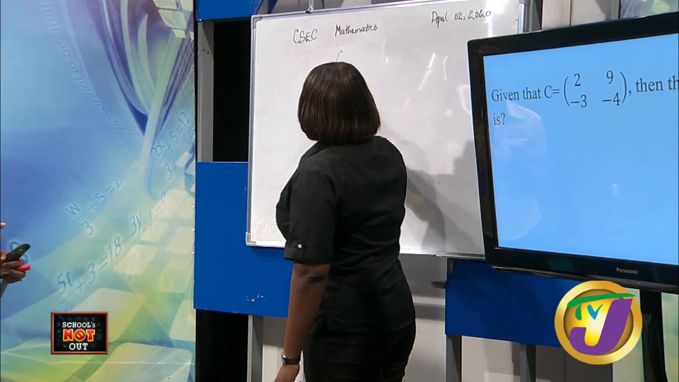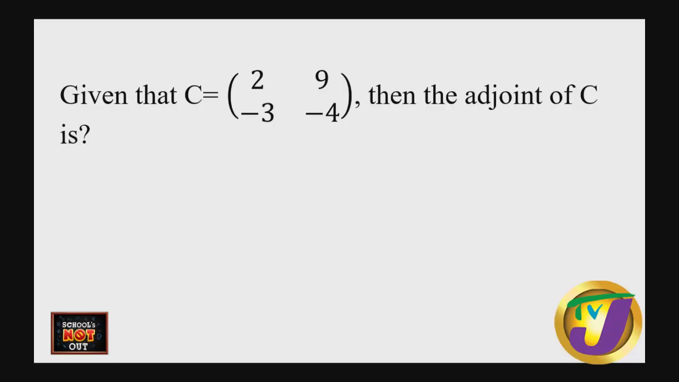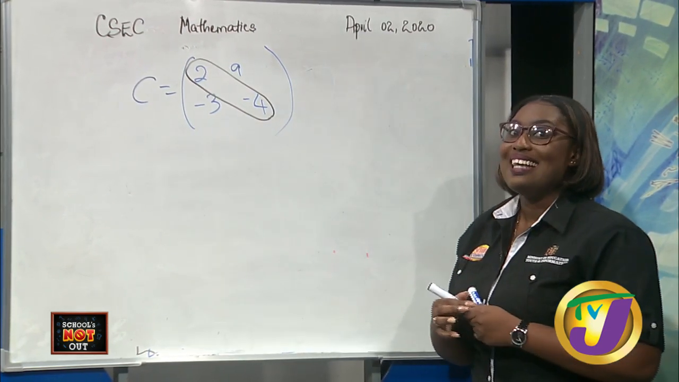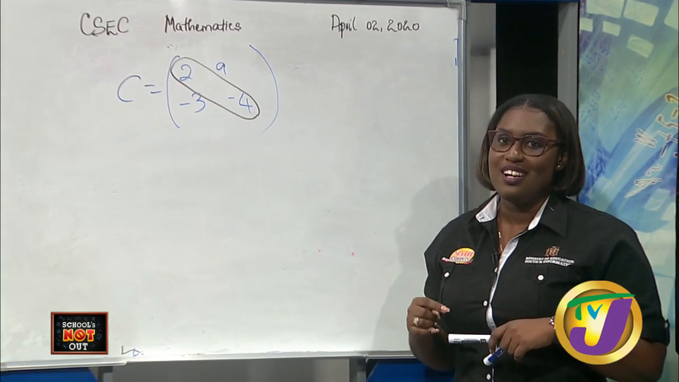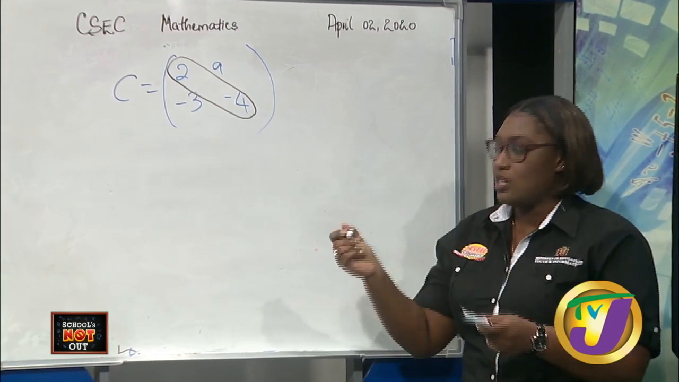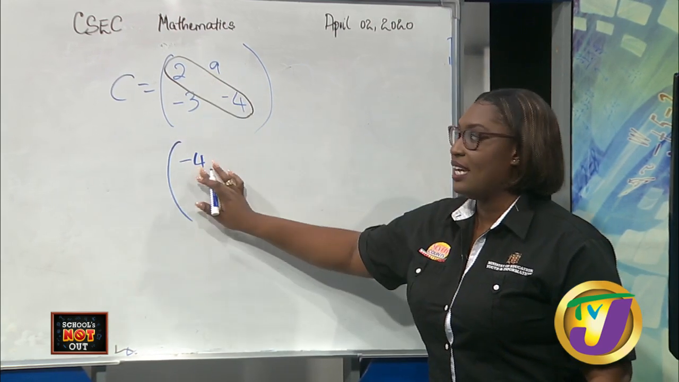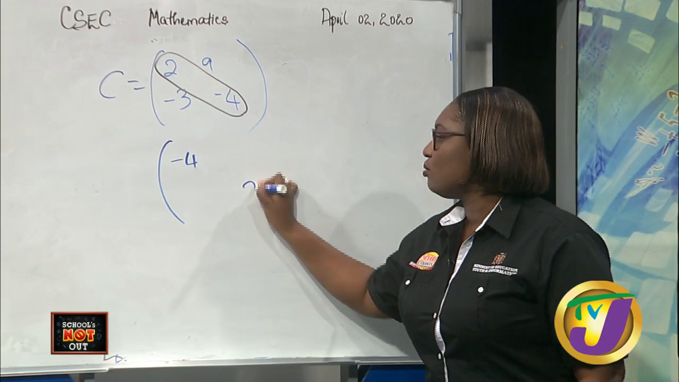So let's go. We have a matrix C, which is 2, 9, -3, -4. All right, so let's see. We said that we'd start off by looking at our leading diagonal. So I'm going to circle the elements in my leading diagonal, which in this case is 2, -4. And we said that we're going to interchange the positions of 2 and -4. So I'm going to switch positions. Where 2 was, I put -4, and where -4 was, I put 2.